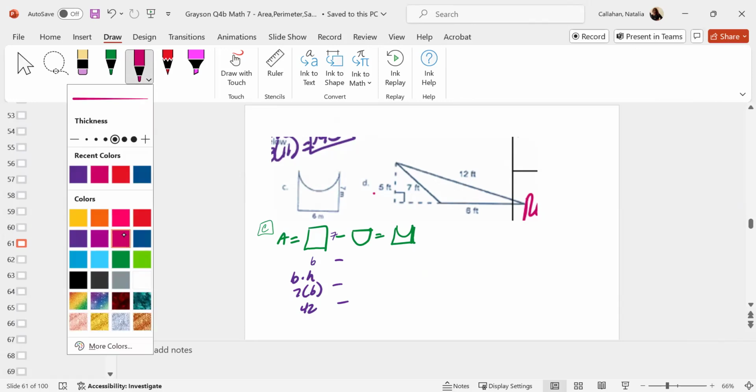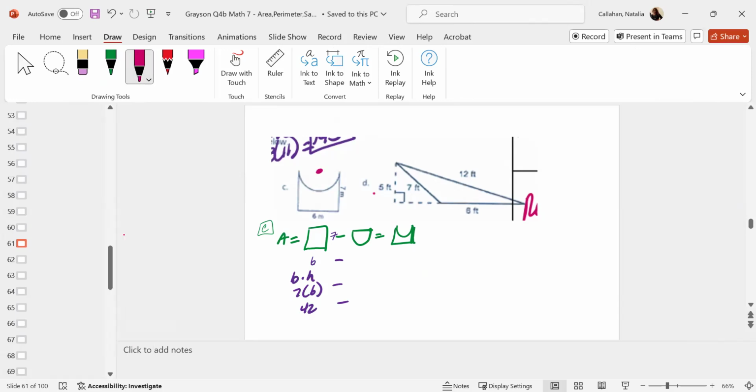Minus the semicircle. What is the radius of the semicircle? Half of 6 is 3. Pi r squared. So it's 9 pi. So it's 42 minus 9 pi. This right here is going to be that. Meters squared.